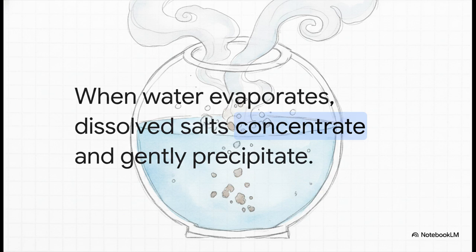As that water evaporates and leaves the boiler as pure steam, the dissolved salts left behind start to concentrate. Eventually, they hit a saturation point. They just can't stay dissolved anymore. So, they gracefully precipitate out. The water leaves, and the solid baggage has nowhere to go but down.